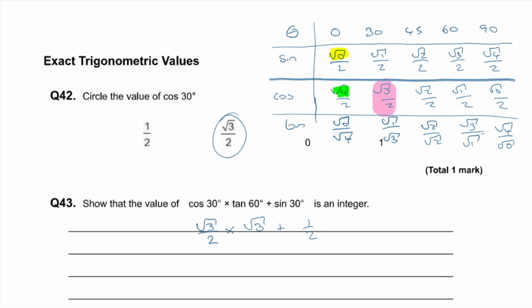So I've got root 3 over 2 times root 3 plus half. If I've got root 3 over 2 times root 3 over 1, that is root 3 times root 3, which is 3, over 2 times 1, which is 2, plus a half. So what's 3 over 2 plus a half? Well, that's 4 over 2, isn't it? Or just 2. So it's an integer. It is an integer, it's 2.